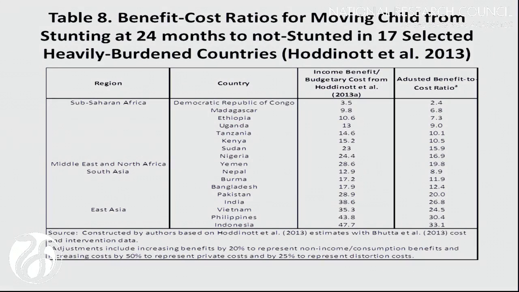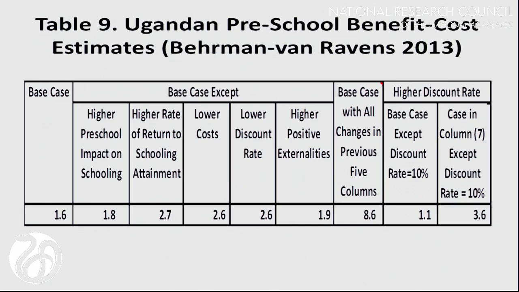Here are some benefit cost ratios for moving a child from stunting to not stunted in different countries. This is based on some work that Mutta et al. did, as well as some work we had done. And the point here is these benefit cost ratios, A, tend to be large, and B, vary a lot across countries given the different contexts.